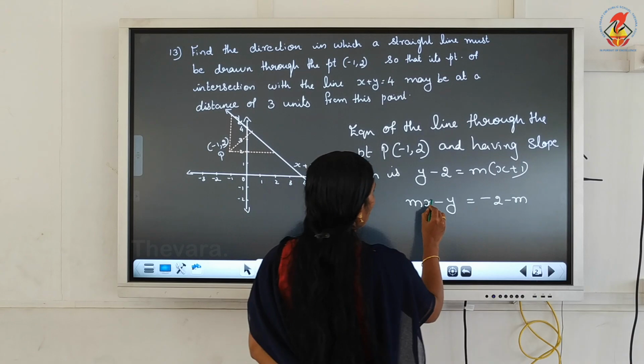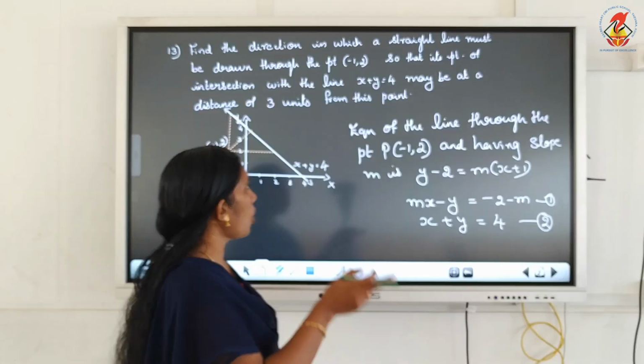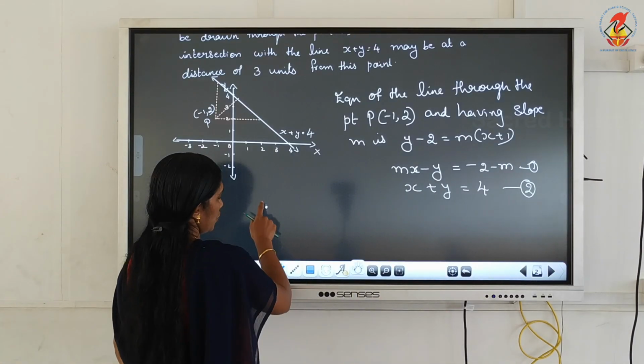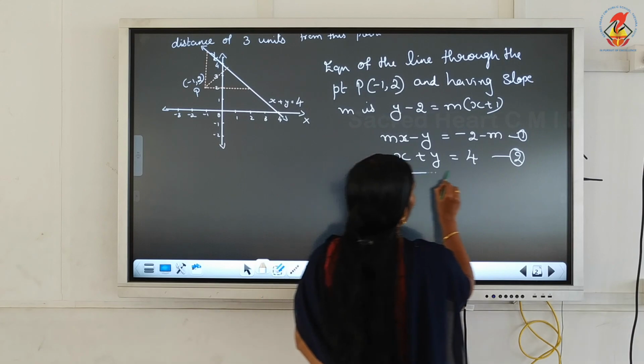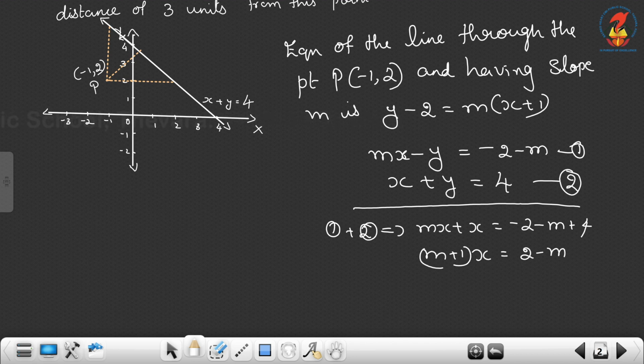Now, we have another line, which is x + y = 4. And in the question it is given that the point of intersection of these lines is at a distance of 3 units from the point (-1, 2). So, we can find the point of intersection of line 1 and line 2. Adding the two, mx + x = -2 - m + 4, or (m + 1)x = 2 - m. So, x = (2 - m)/(m + 1). This is the x coordinate.